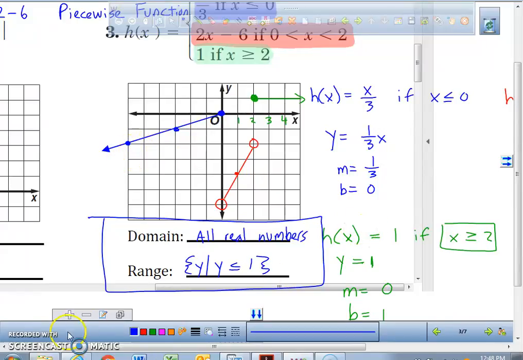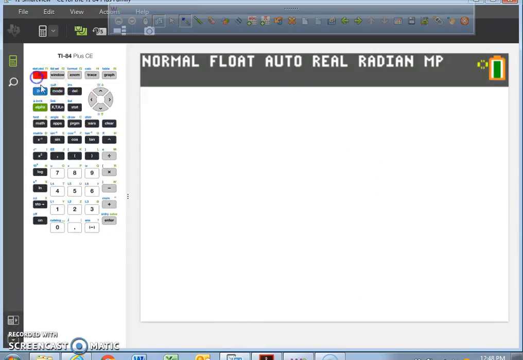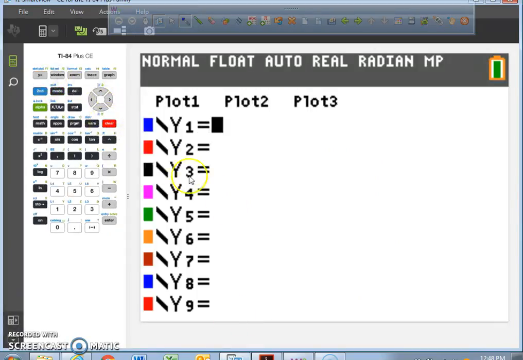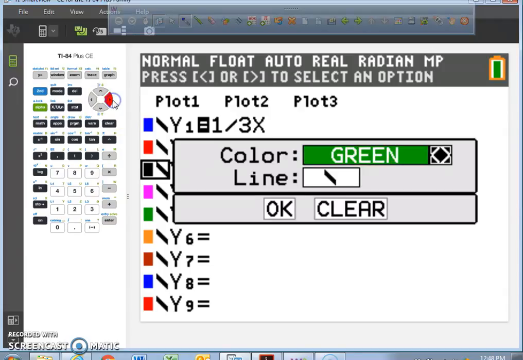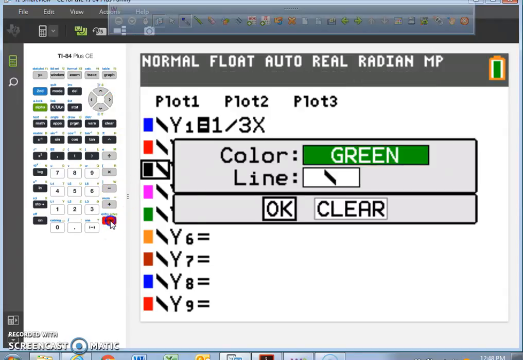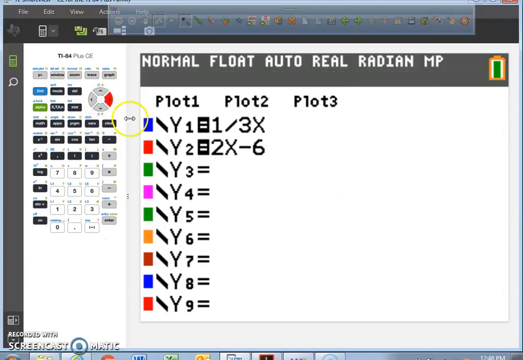All right, so turn your graphing calculators on, please. I want to hit y equals. I want you guys right now to type in 1 divided by 3x. Go down. Type in 2x minus 6. Go down. Change this to green. And here I'm going to type in y equals 1.